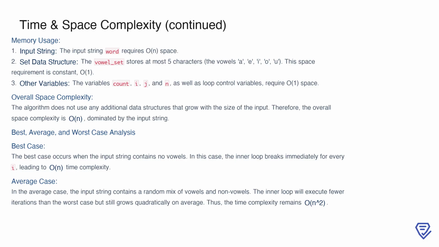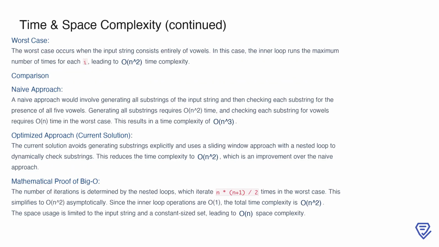Now, considering different scenarios, in the best case, where there are no vowels in the string, the inner loop breaks immediately for every i, resulting in O(n) time complexity. In the average case, where vowels and non-vowels are mixed, the inner loop executes fewer iterations than in the worst case but still grows quadratically on average, maintaining an O(n squared) time complexity. In the worst case, the string consists entirely of vowels. Here, the inner loop runs the maximum number of iterations for each starting index i, leading to the O(n squared) time complexity we calculated earlier. Now, when we compare this optimized solution to a naive approach, the difference becomes clear.